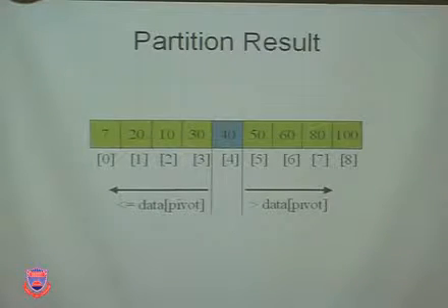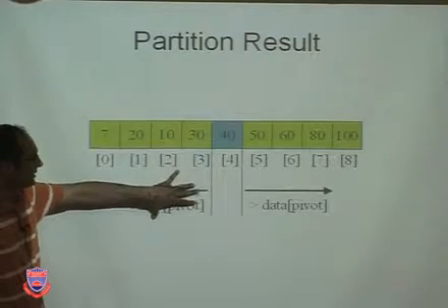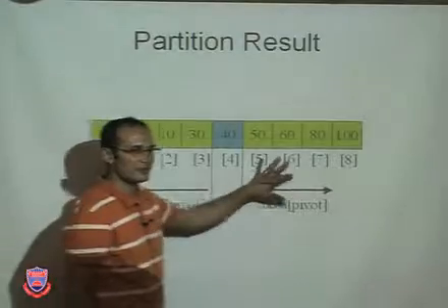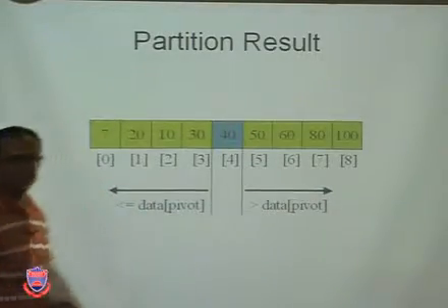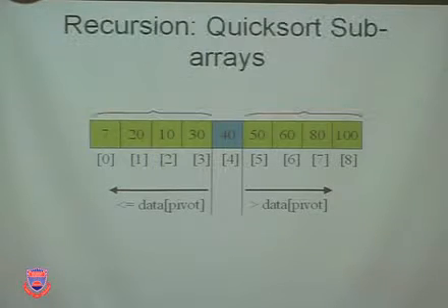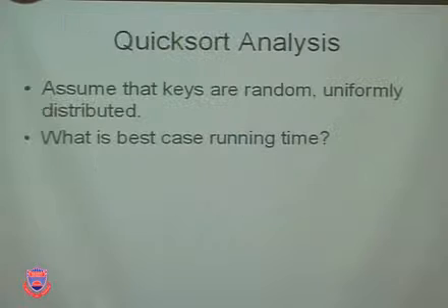So if you look into the final form of this thing, as you see, the elements that are on the left hand side are smaller than the pivot, and on the right hand side are bigger than the pivot element we have. Then you recursively call the same algorithm over and over to get it into the final case. So what is the best running time of this algorithm in terms of n?